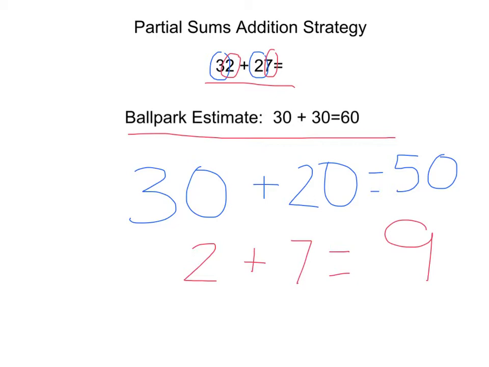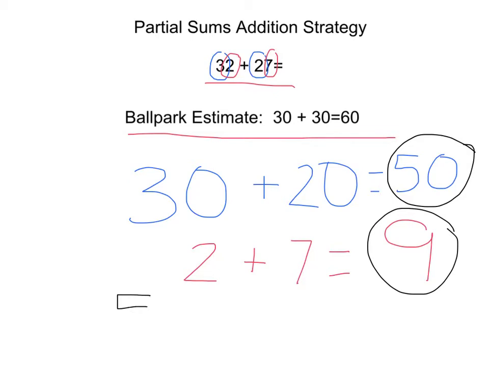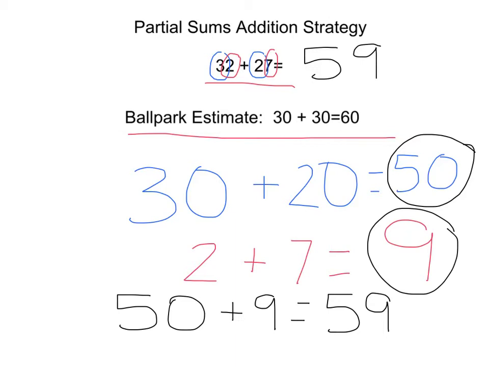Now I need to add my two sums together. So I need to add my 50, the sum from my 10 spot, and my 9, the sum from the 1 spot. So I'm going to go down here and write 50 plus 9, and I know 50 plus 9 equals 59. So my answer to 32 plus 27 is 59. Now I can look and see that 59 and 60, my ballpark estimate, are very close to one another. So I know I've most likely gotten it correct.